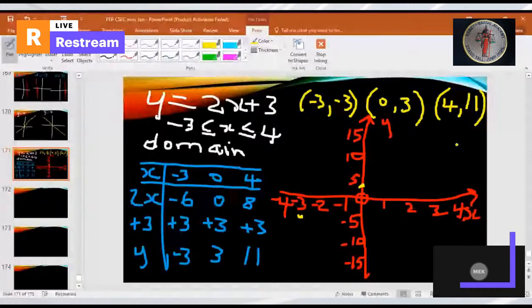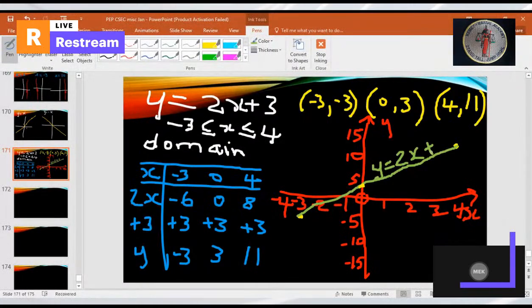And now we connect our points. You would use your ruler and connect the 3 points and draw a straight line. And then you're going to write your equation: y equals 2x plus 3. And that's it for your linear graph.